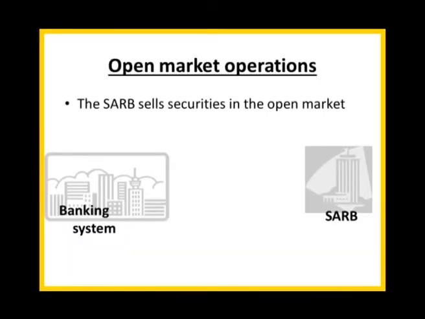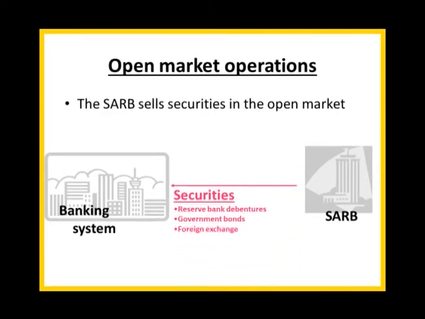Now, the first instrument that the Reserve Bank has available to influence the size of the liquidity deficit is open market operations. The Reserve Bank can sell securities in the open market. There are different ones that they can use. They can use Reserve Bank debentures, which are issued by the Reserve Bank themselves. They can use government bonds. They can use treasury bills. They can use foreign exchange. There are different kinds of securities that they can use.